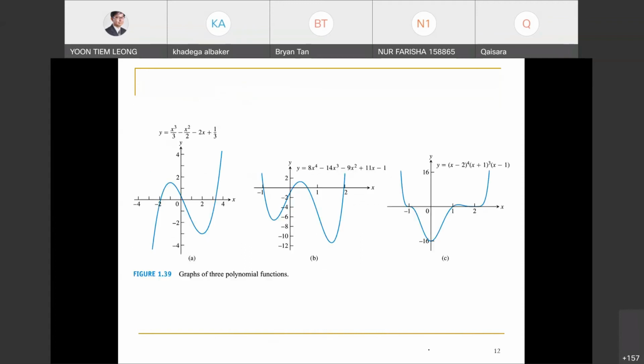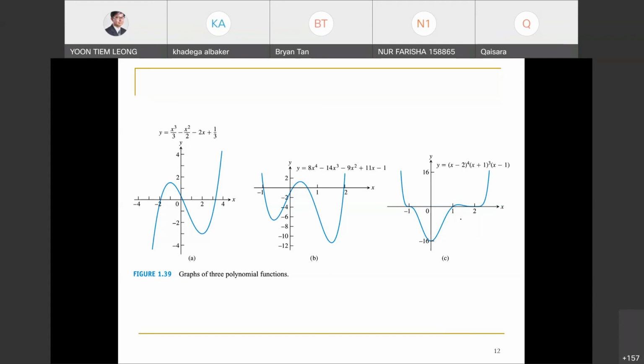And these are examples of polynomials. So this is a polynomial of order 3 with a coefficient 1/3. And this is a term which is power 2, coefficient is minus 1, 2. And the constant here is a0, which is 1/3. This is a polynomial of degree 4, with a coefficient of 8, and the highest term here is power 4.